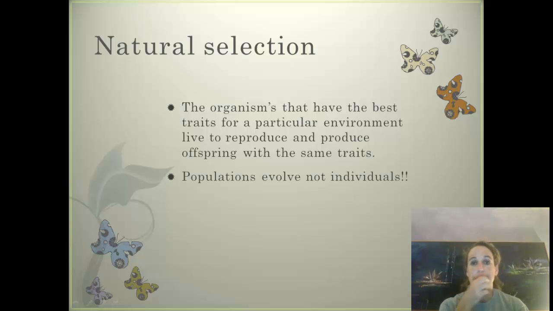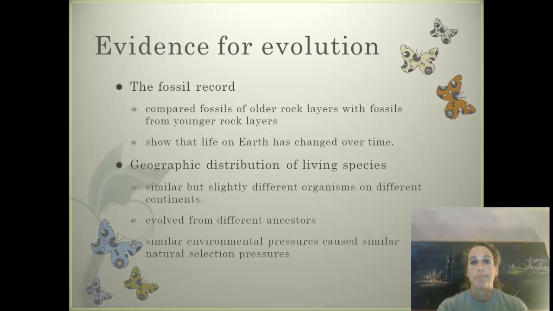Okay, and remember also that it's populations evolving and not individuals. Okay, an individual person or an individual flower does not evolve. It's the population together as a whole. All right, so we're going to talk about lots of different types of evidence. We're going to start with the fossil record.